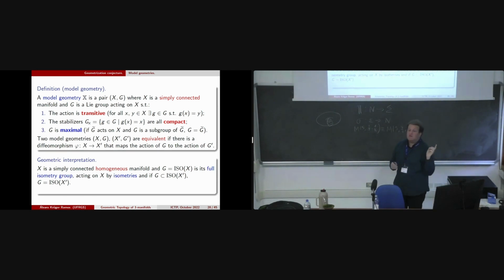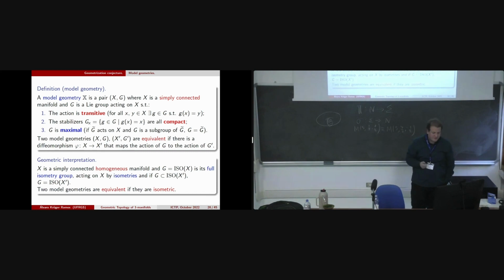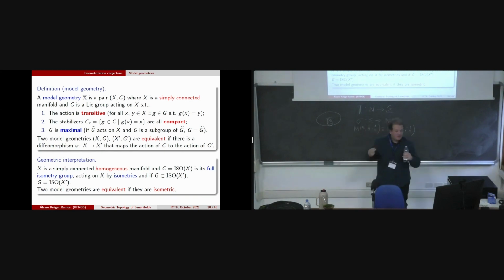And G is going to be the full isometry group acting on this homogeneous manifold by isometries, of course. And if this group is contained in the isometry group of another manifold, then it has to be that group of isometries. You don't have anything with the same base isometry structure. That's the isometry group of some larger one. And for model geometries, this for me is the best feature of this interpretation: two model geometries are equivalent if they are isometric. So that's more simple. One question?